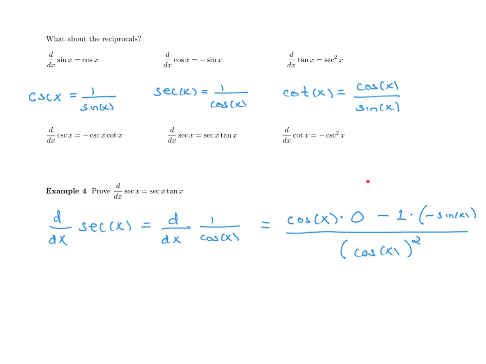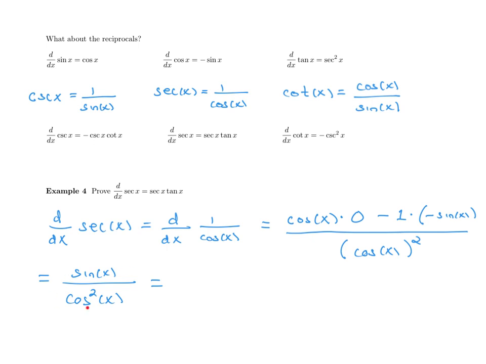We should be able to simplify this whole thing so it looks just like this. So to start with, I don't need to write this at all. This whole part's just 0. I have a negative times a negative, which is a positive, and I don't need to write that 1. The entire numerator is just sine of x divided by, I'll put cosine squared x.